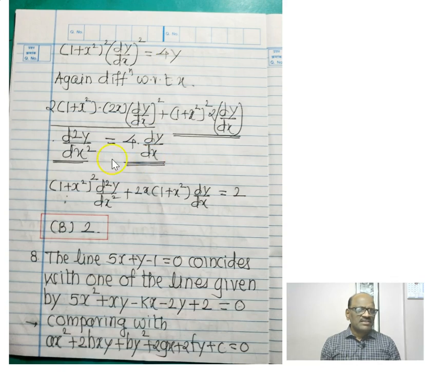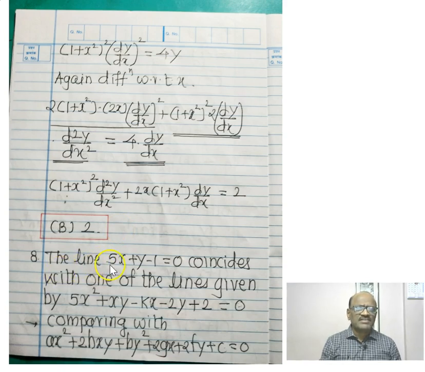Now after the cancellation on both sides, which term gets cancelled? The 2 times dy/dx on both sides gets cancelled. Then you will get (1 plus x squared) squared d2y/dx squared plus 2x(1 plus x squared) dy/dx equals 2. Hence option B is the correct one. You require more and more practice, and then you can solve these examples in less time.